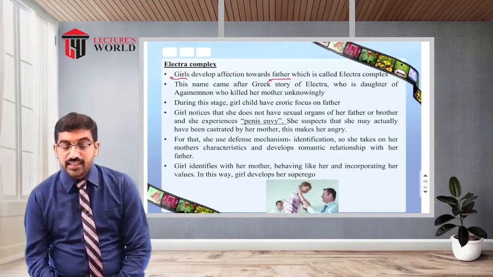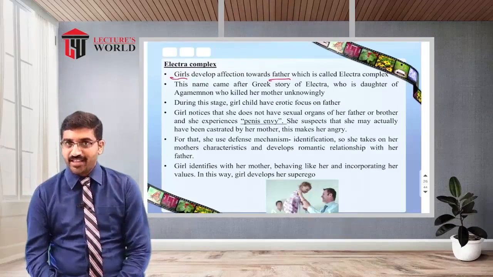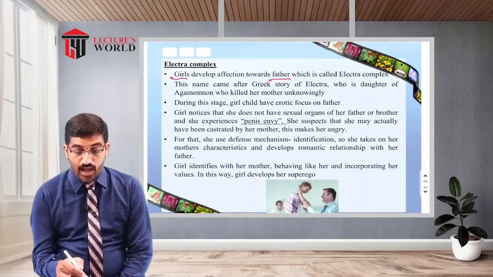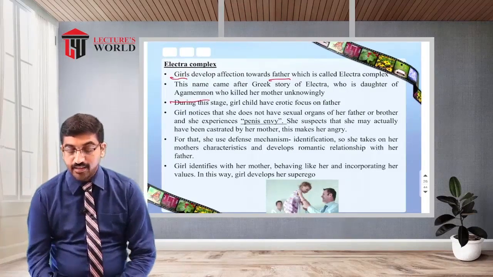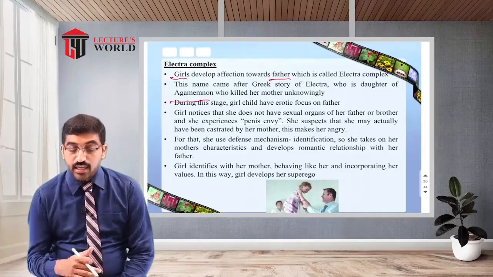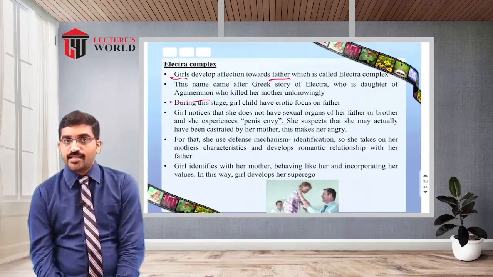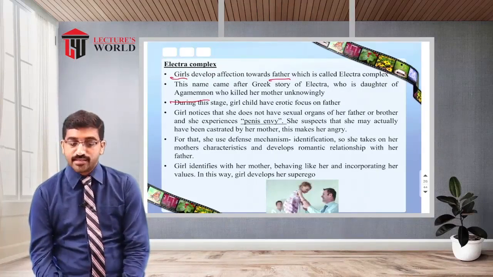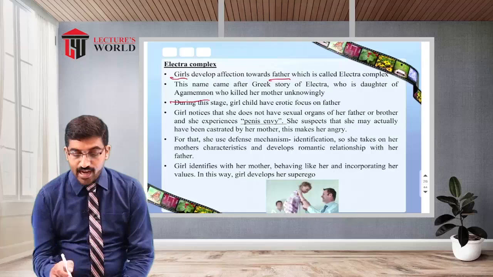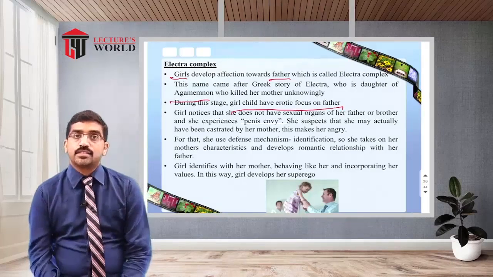This is also like a Greek story. This is the story of Electra, who is the daughter of Agamemnon, and who killed her mother unknowingly. She killed her mother unknowingly. Exactly, I also do not remember the story, but you can search for that. So during this stage, the girl has attraction towards the father.